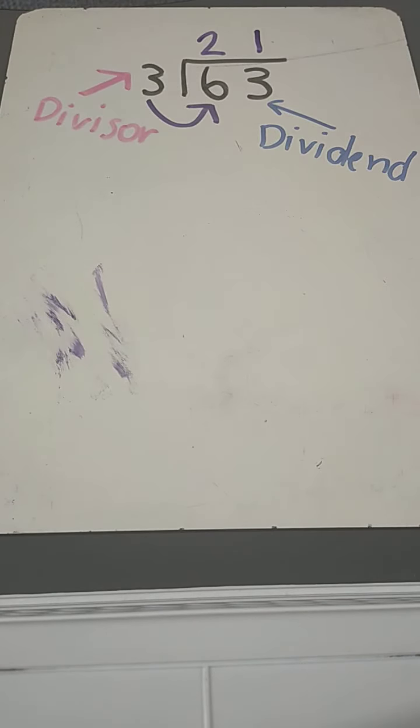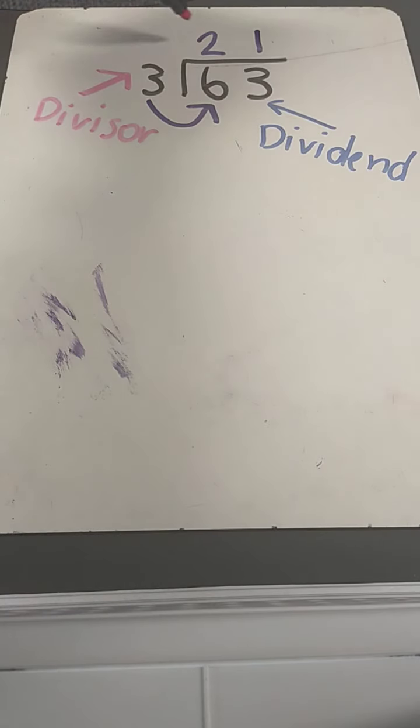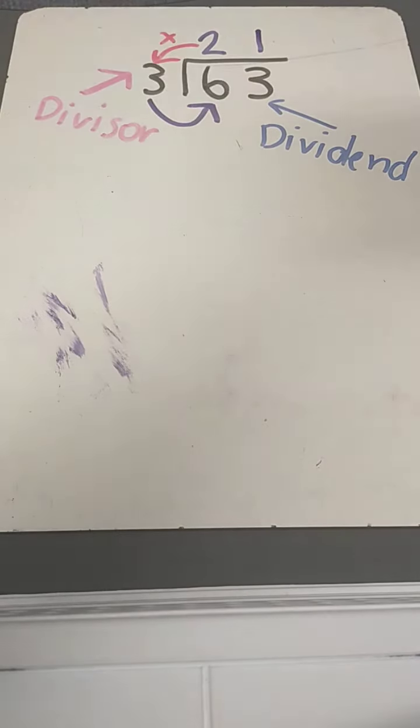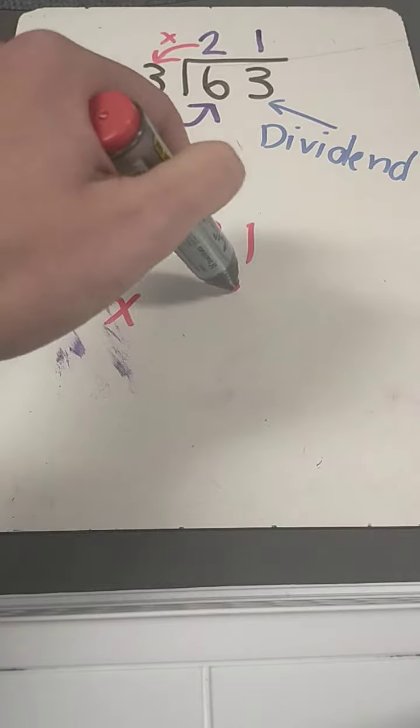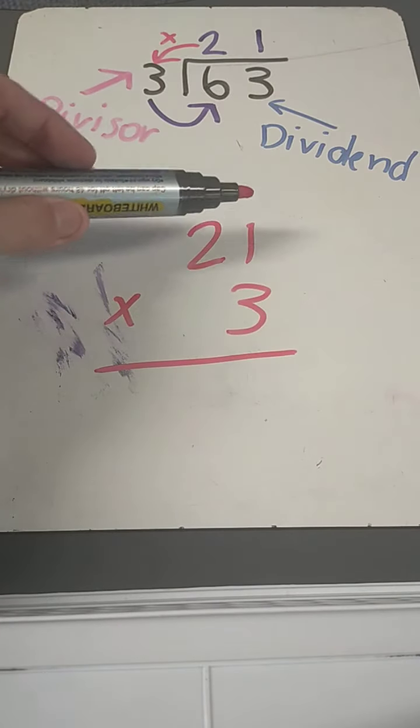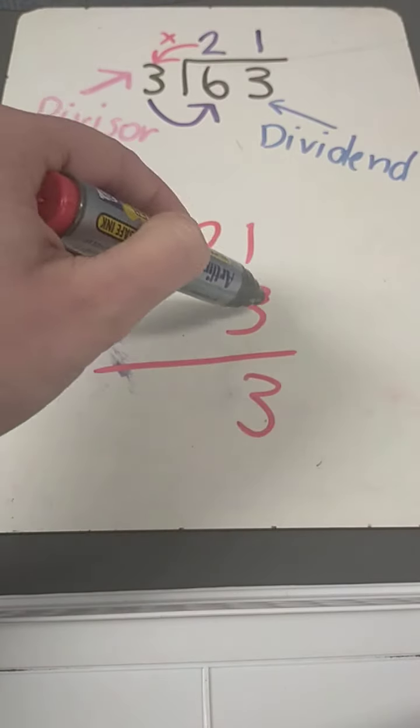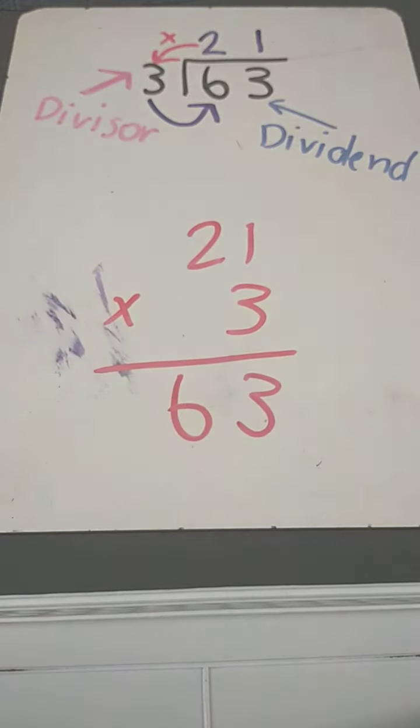Now this is the cool bit. To check that it's right, you can multiply it. So we can go like this. Let me change texter. 21 times 3 should equal 63. Let's do it here and check. 3 groups of 1 is 3. 3 groups of 2 is 6. Ta-da! They go hand in hand.